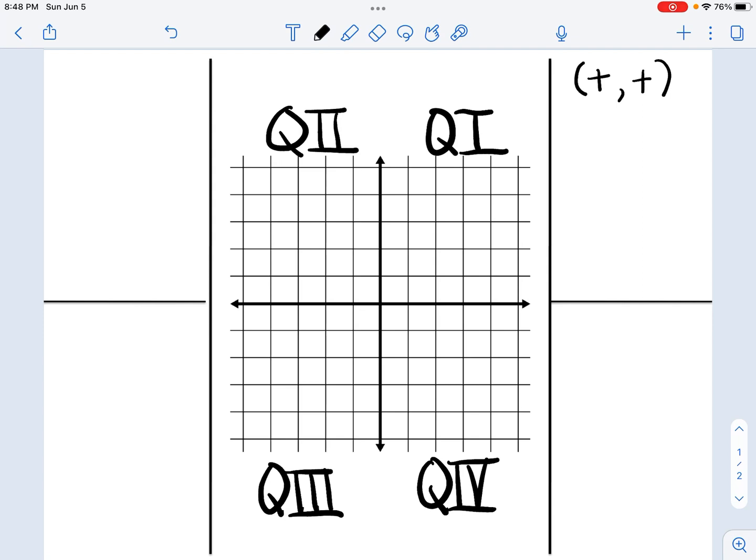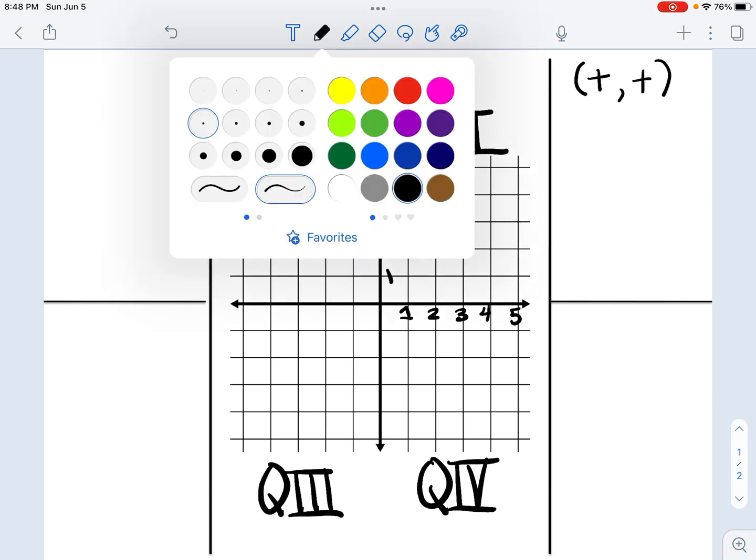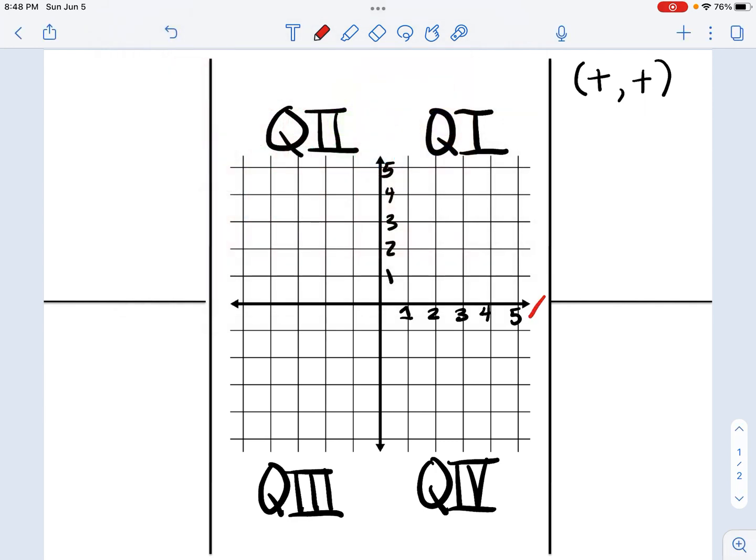So over in quadrant 1, we have all the positive x's. So 1, 2, 3, 4, 5. And all the y's are positive too. So going up the graph, 1, 2, 3, 4, 5. We also forgot to label the x and the y axis, so we're going to do that right now. So this is your x axis. You're going to put a nice x by it, and your y axis.